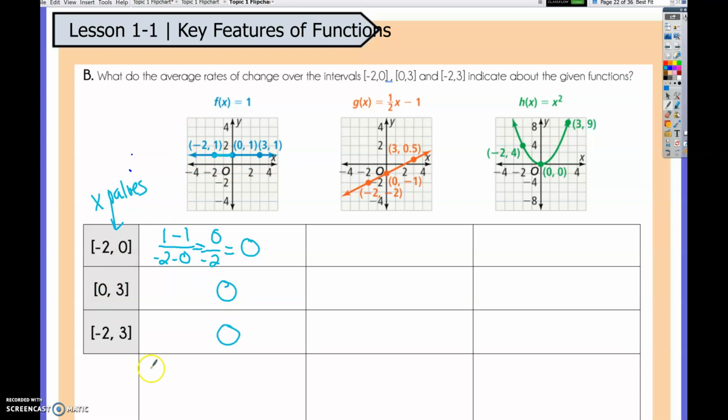What does that tell us? This is a flat horizontal line because the average rate of change is always the same.